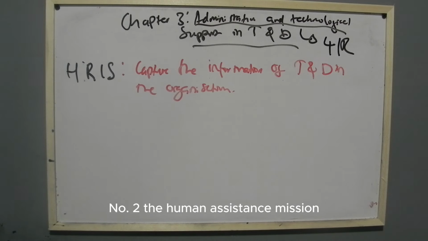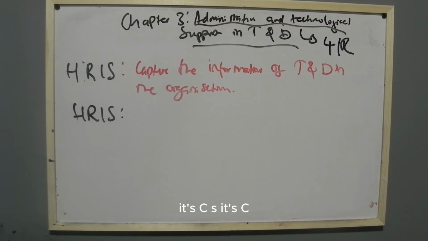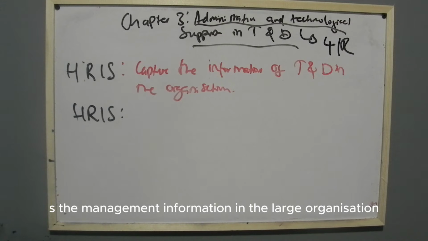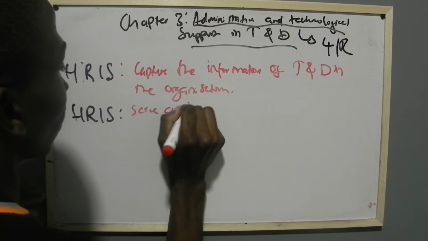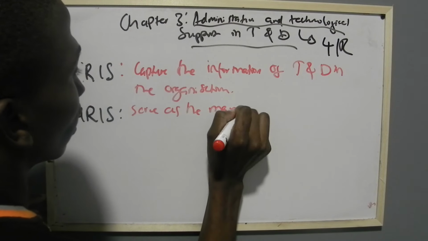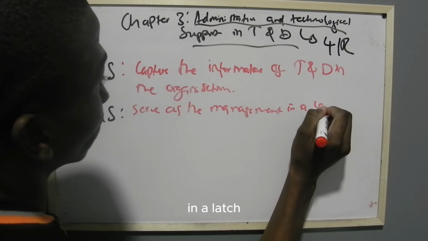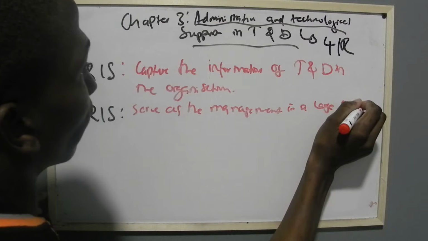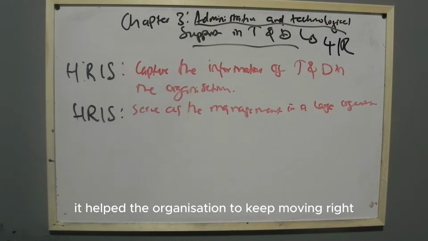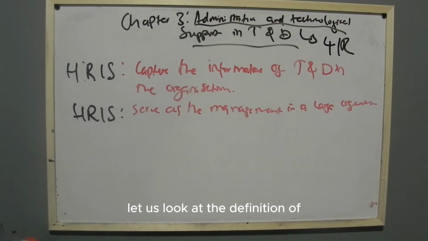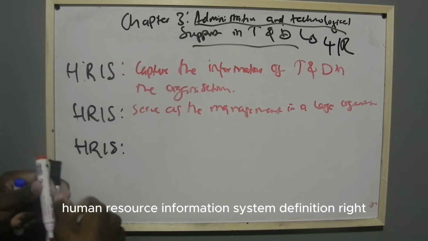Number two, the human resource information system is the management information system in a large organization. That means it helps the organization to keep moving, right? So now let us look at the definition of human resource information system.